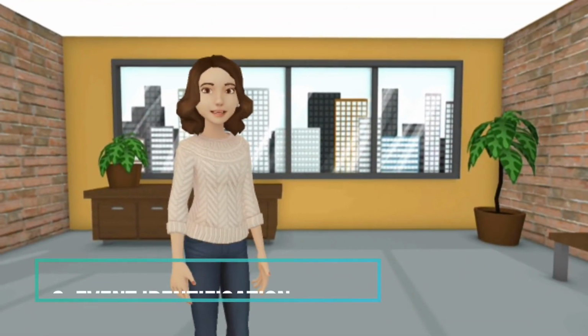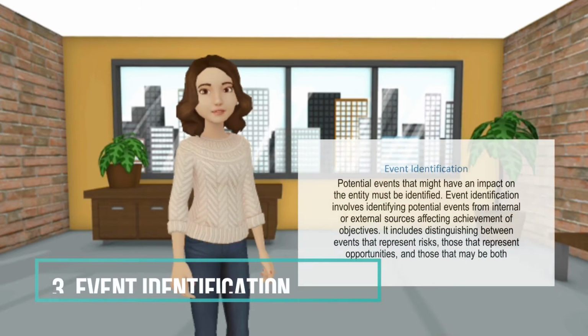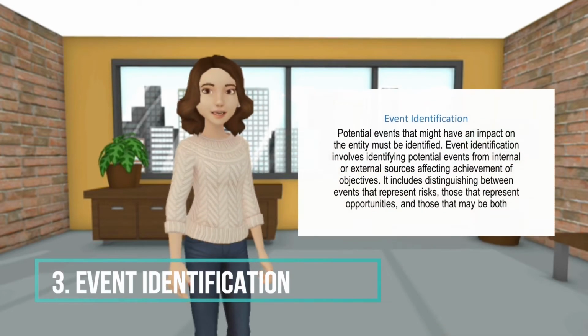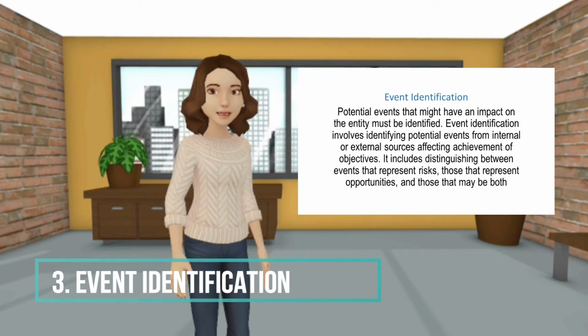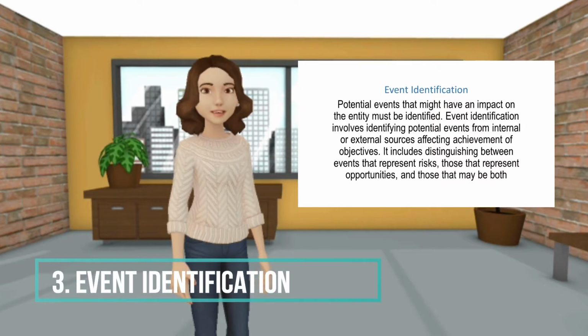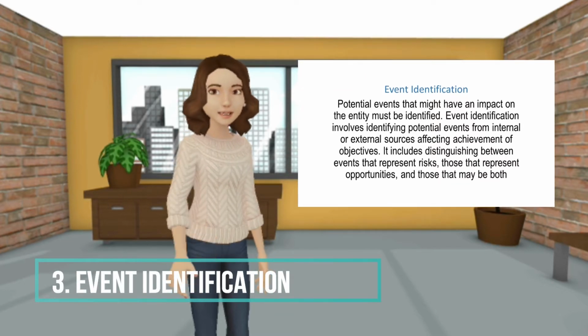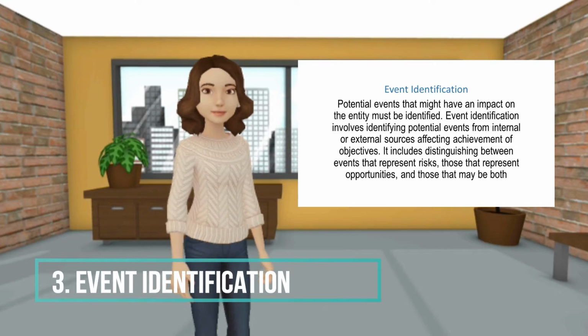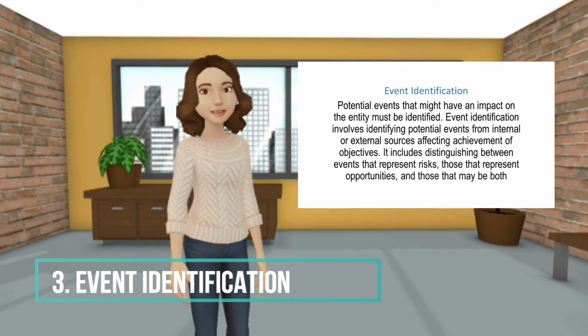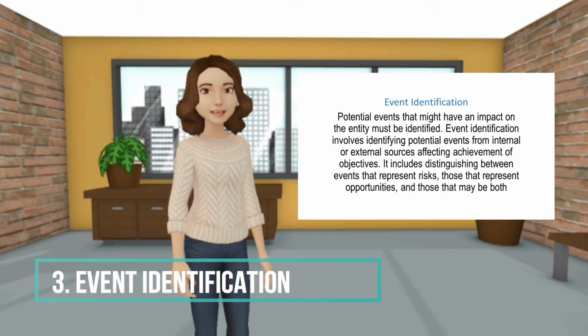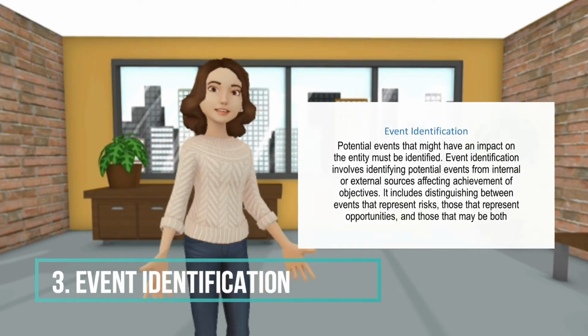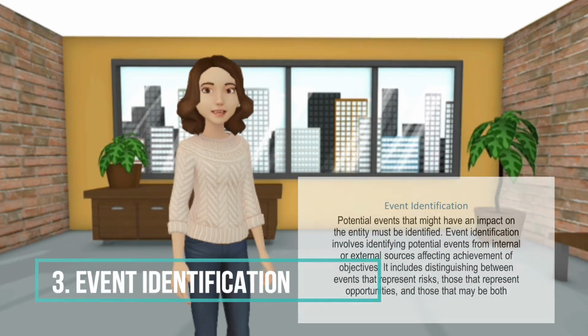Event identification: a potential event that might have an impact on the entity must be identified. Event identification involves identifying potential events from internal or external sources affecting achievement of objectives. It includes distinguishing between events that represent risks, those that represent opportunities, and those that may be both.